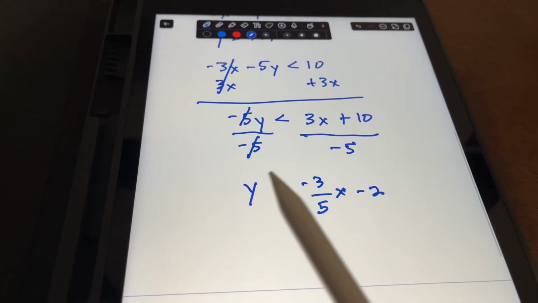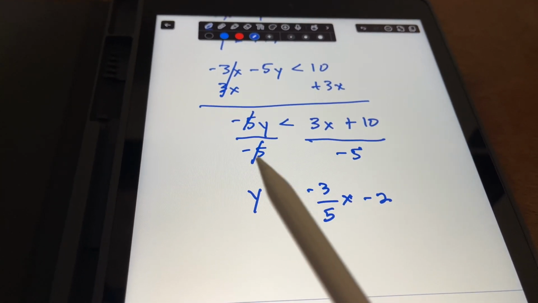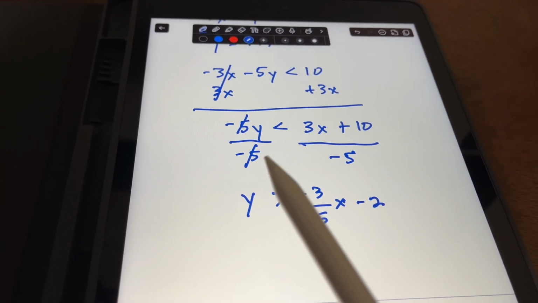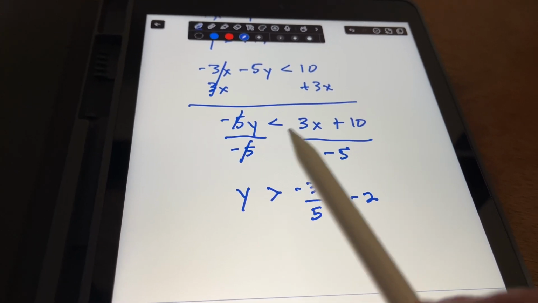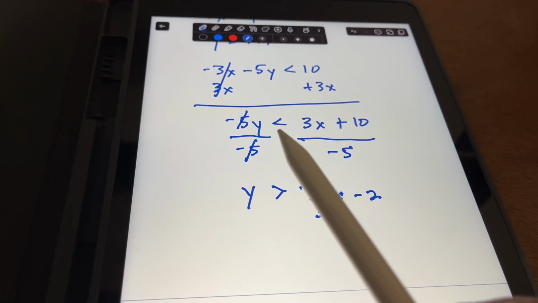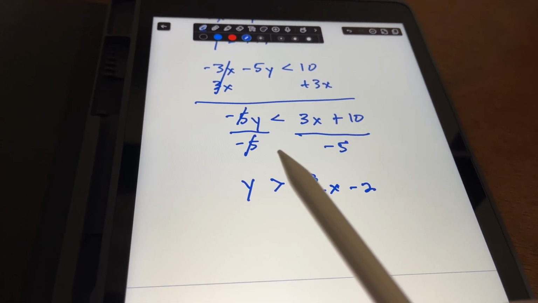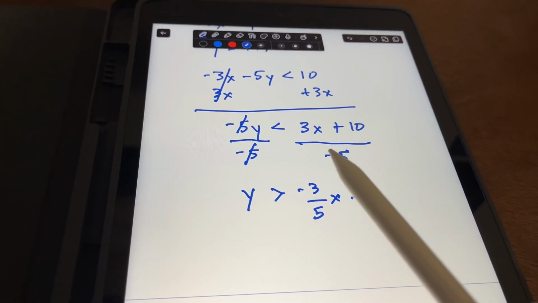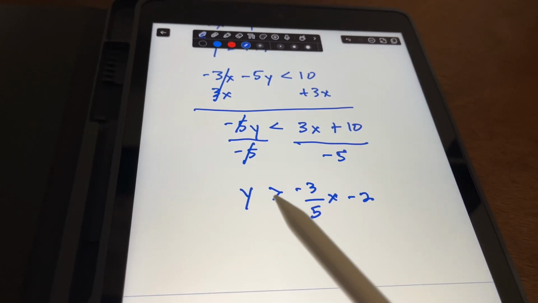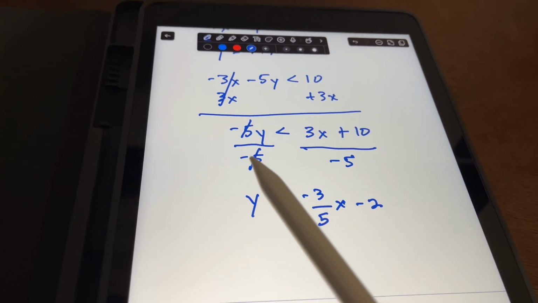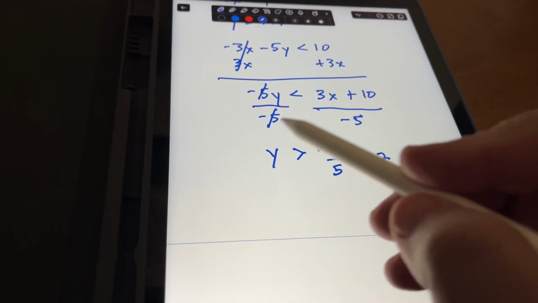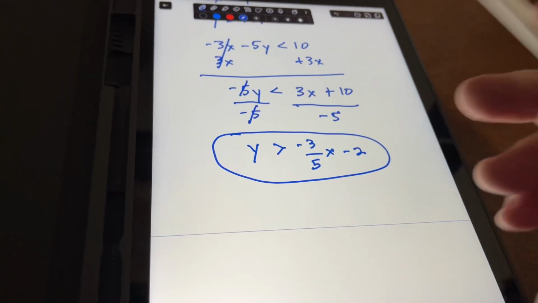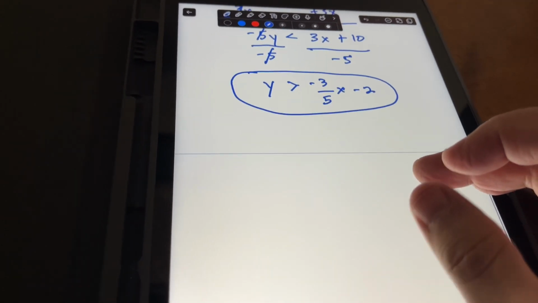Okay, so why did I reverse the direction of this? So there's a rule in mathematics that says if you multiply or divide both sides of an inequality, something that's not equal, it's less than, greater than, less than or equal, or greater than or equal, by a negative number, you have to reverse the direction of the inequality. So since we divided both sides by a negative 5, I had to reverse this to greater than. So this is what I'm going to be graphing here in just a minute, that. And the way I would graph this, let me write it right here.